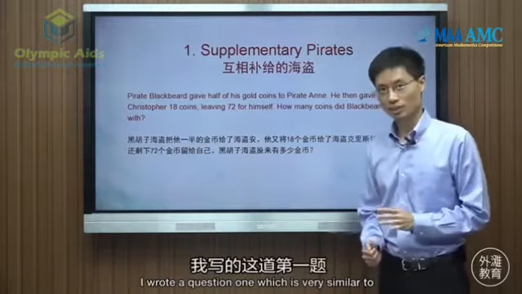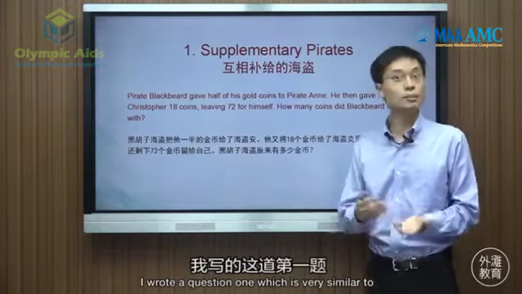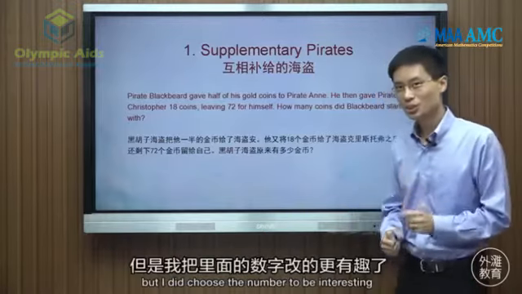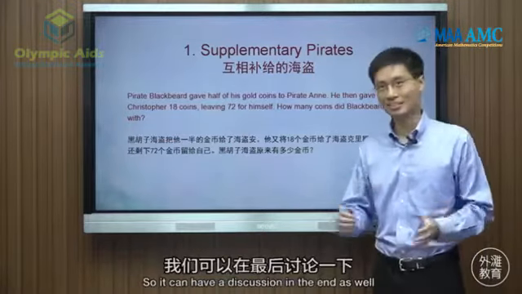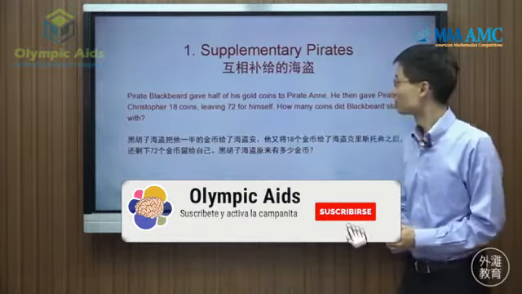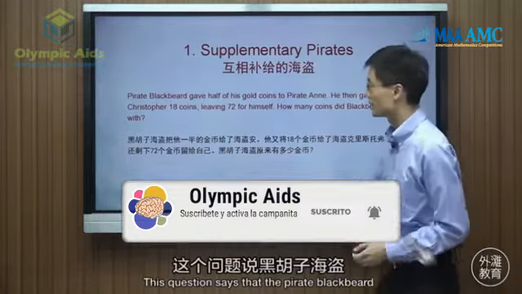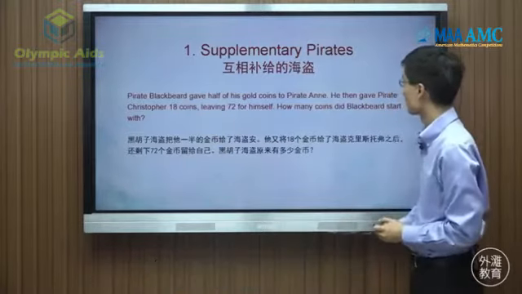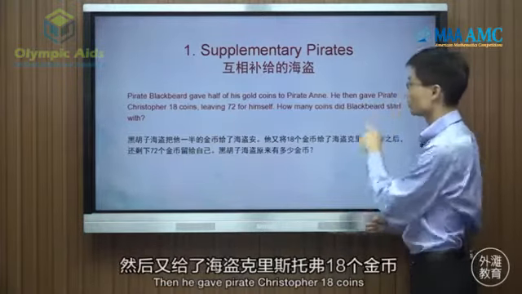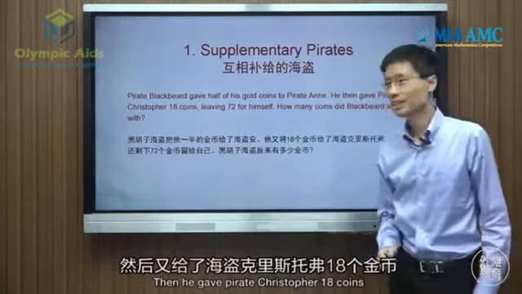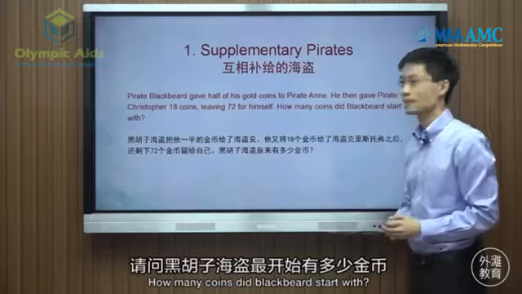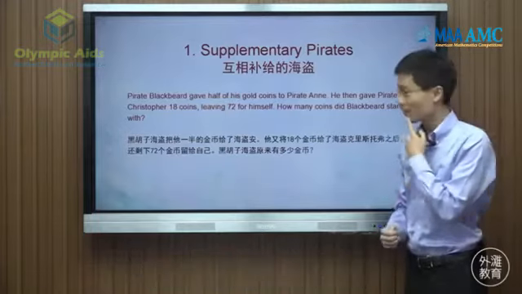I wrote you a question 1, which is very similar to a question 1 that appears on an AMC8, but I did choose the numbers to be interesting so we can have a discussion at the end as well. This question says that the pirate Blackbeard gave half his gold coins to Pirate Anne. And then he gave Pirate Christopher 18 coins, leaving 72 for himself. How many coins did Blackbeard start with?